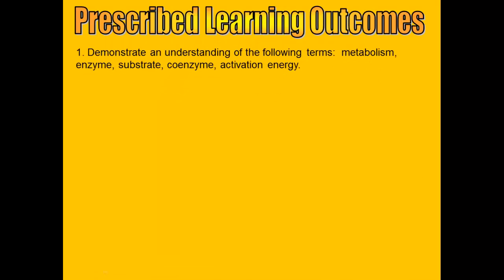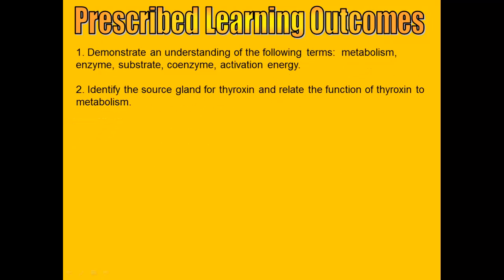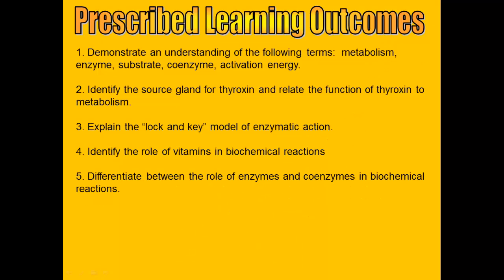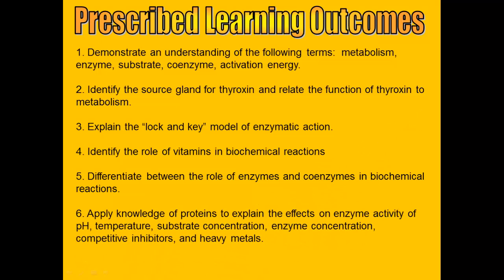By the end of this unit, you'll need to know and understand all of these terms: metabolism, enzyme, substrate, what a coenzyme is, and what the energy of activation is. You'll also need to know what the thyroid gland does and how the hormone that it makes, thyroxine, is related to metabolism. We'll also be learning why enzymes are very much like a lock and key when they interact with substrates. You have to know how vitamins are related to enzymes and differentiate between what an enzyme and a coenzyme do when they are involved in reactions.